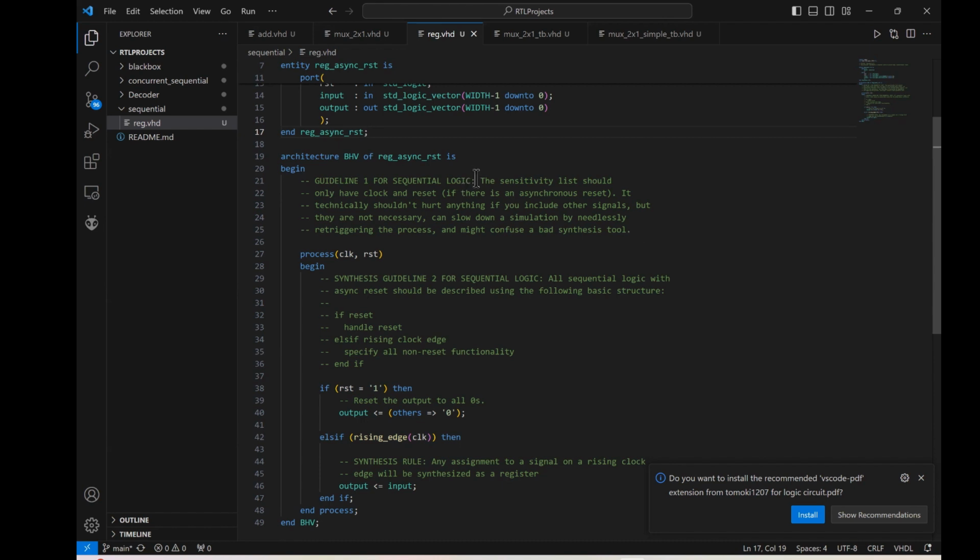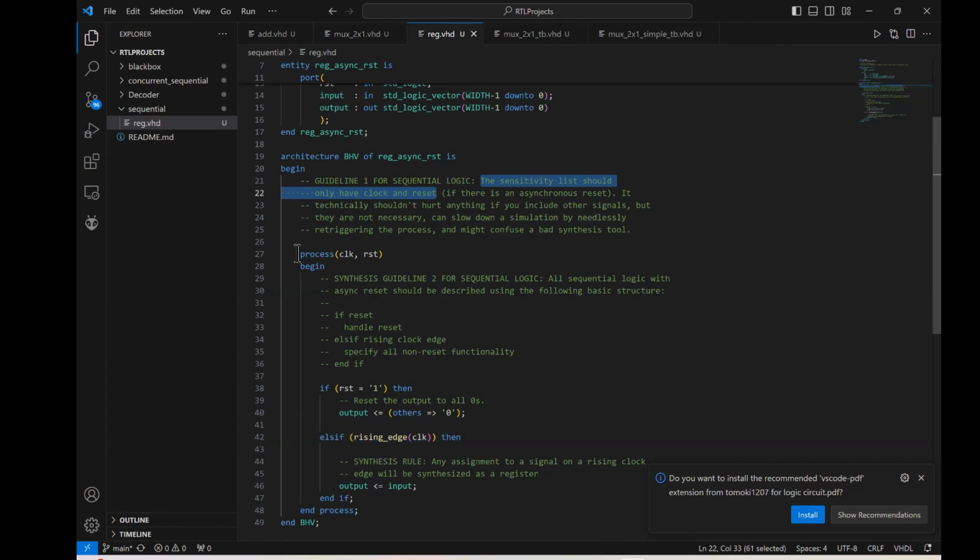The first one being the sensitivity list should only have a clock and reset. If you go on to read, it technically shouldn't hurt anything if you include other signals, but they are not necessary. They can slow down a simulation by needlessly retriggering the process and might confuse a bad synthesis tool.